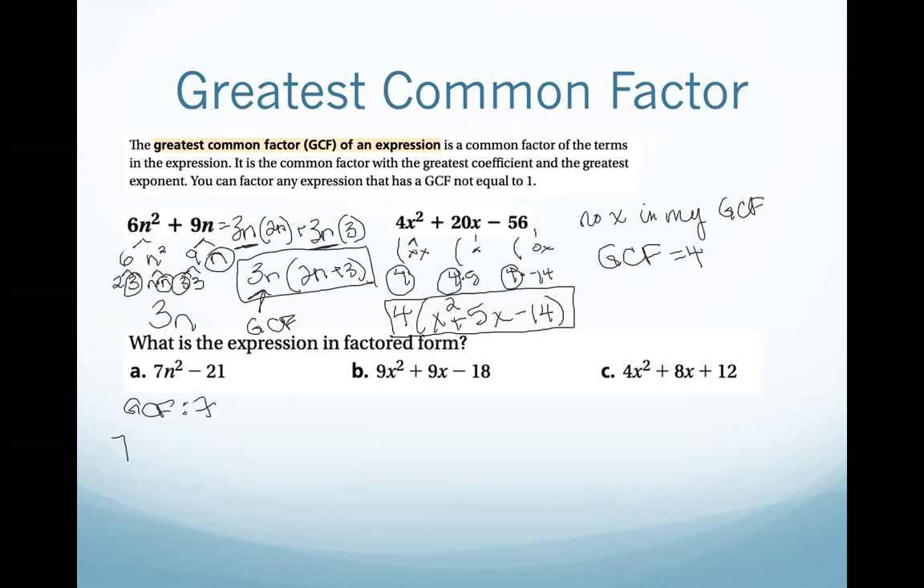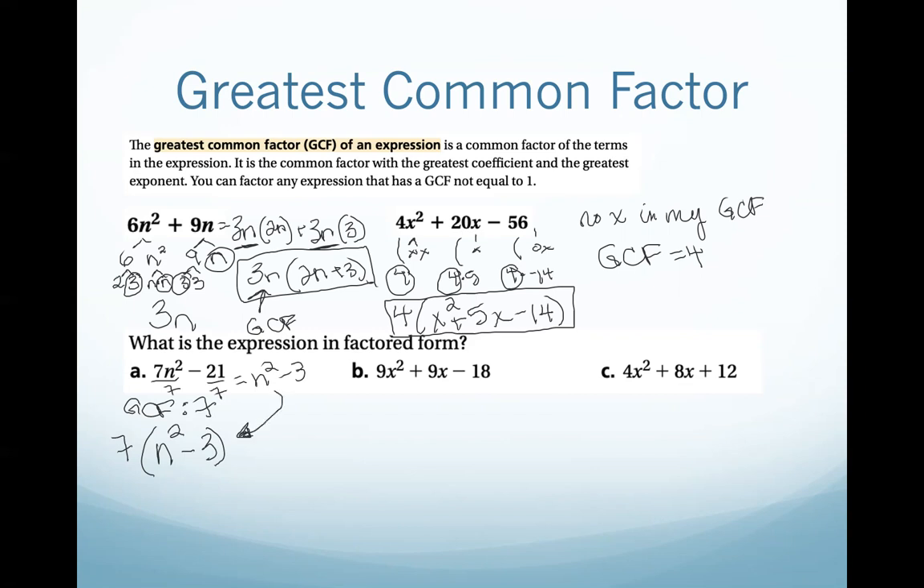That means I'm going to factor out a 7. What do I have to multiply 7 by to get 7n squared? I multiply by n squared. What do I multiply 7 by to get negative 21? That is negative 3. You can also think about it as dividing each of these by 7. And what I'm left with is n squared minus 3. That is the factor that's left behind when we factor out the 7.